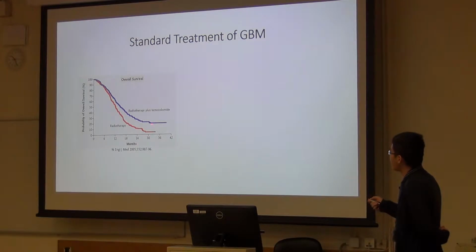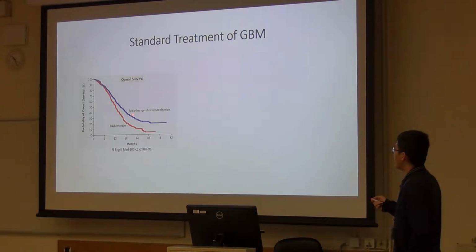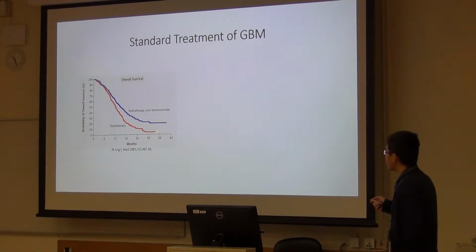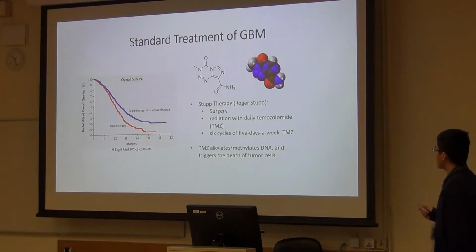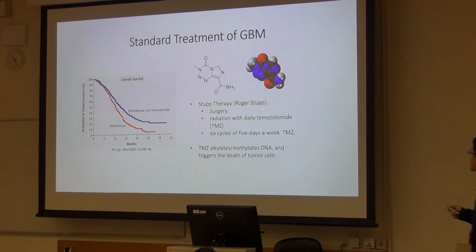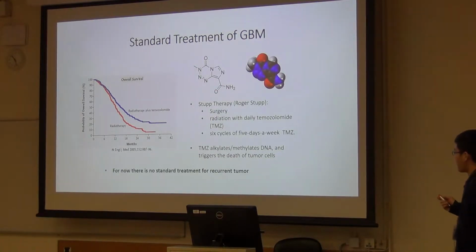You see the blue curve has a little bit of improvement over the red curve. The patients in the blue curve have around 3 months more average survival. You can see the difference at around 36 months, around 3 years. The survival of the blue curve is more than 20%, but the red curve is almost 0, indicating this drug actually works. The mechanism of how this drug works is that it is an alkylating agent. It can alkylate the DNA and trigger the death of tumor cells, so the cancer cells can be killed by this drug and the patient will have better survival.